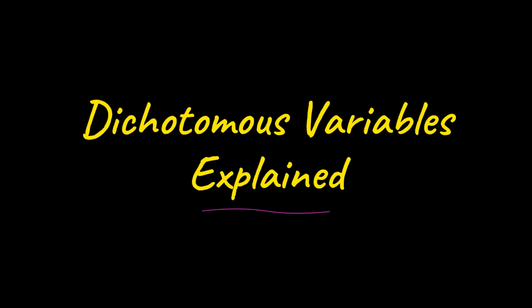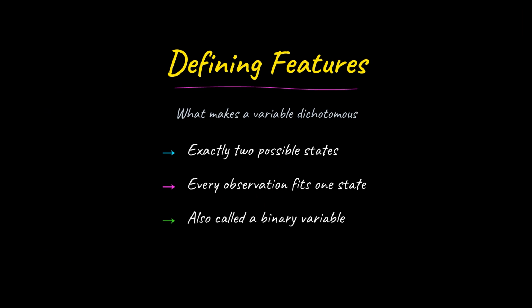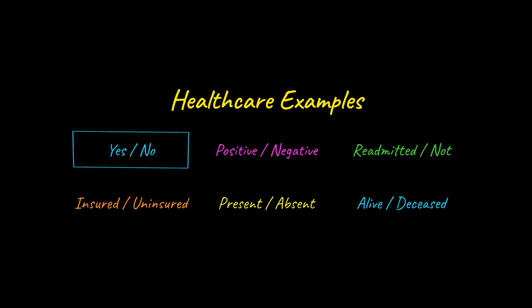A dichotomous variable is one that takes exactly two mutually exclusive values, and every observation must fall into one or the other. This binary structure is one of the most common data types in healthcare analytics. The defining features are straightforward. There are precisely two states. Every observation is assigned to one, and no middle ground exists. Dichotomous variables are a special case of categorical data, restricted to exactly two values, unlike categorical variables, which can have many.